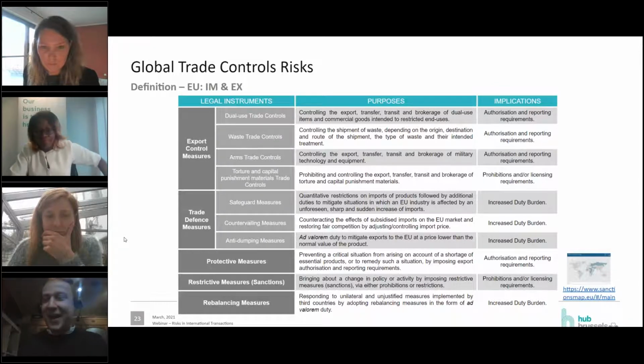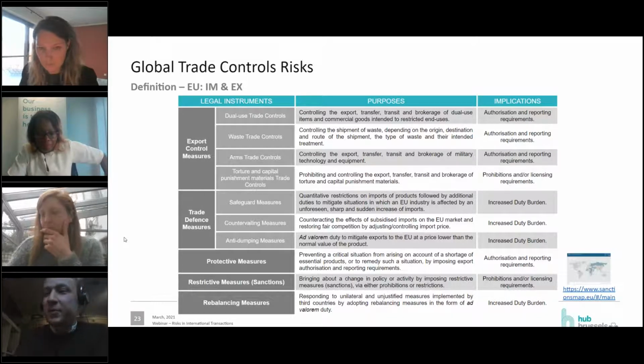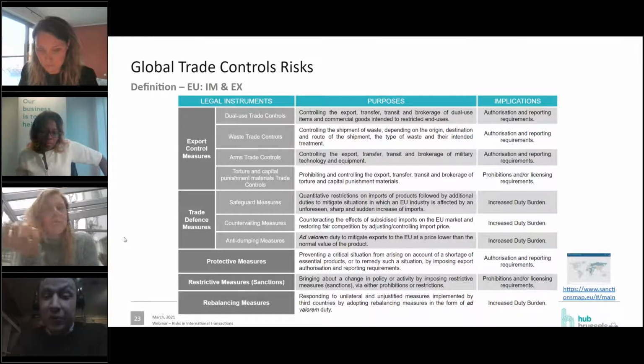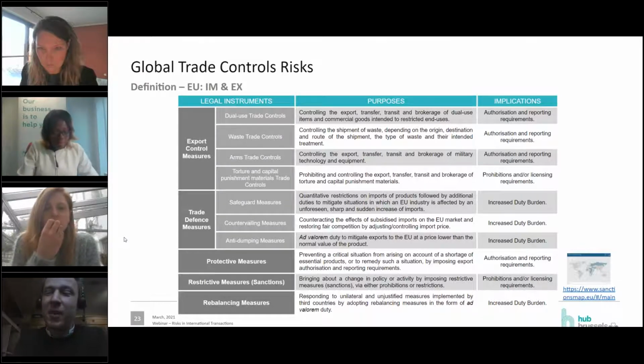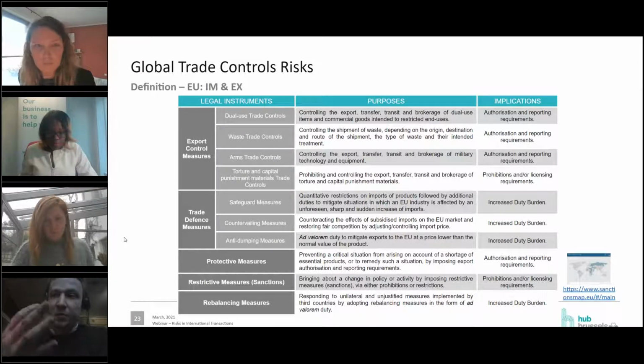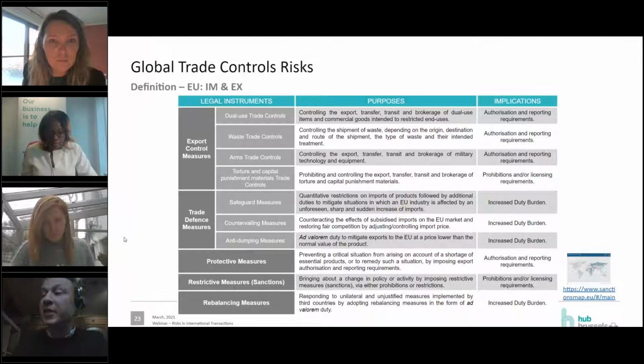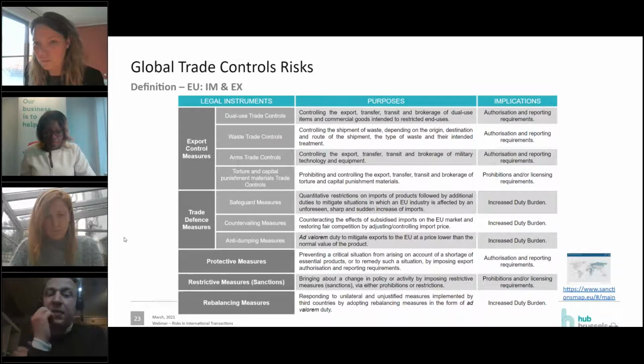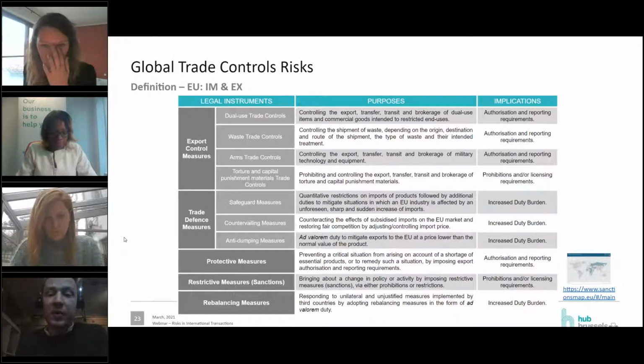Perfect then. And yeah, another example: third, restrictive measures, often called sanctions. It is often referred to as sanctions, and that's maybe why the term sanction could be more appropriate now. Those measures aim at bringing about a change in a policy or activity by imposing restrictive measures via either prohibitions or restrictions. In that perspective, there is an interesting tool called the EU Sanctions Map, which provides economic operators with all measures in force per country.